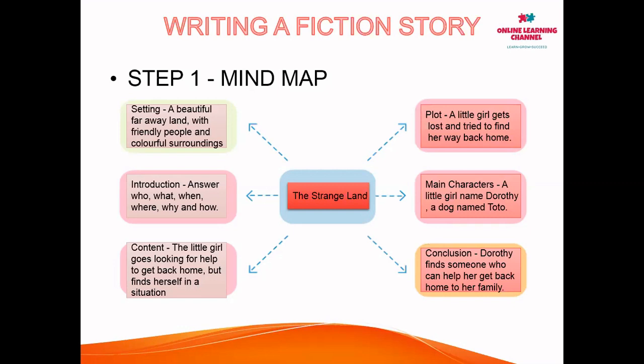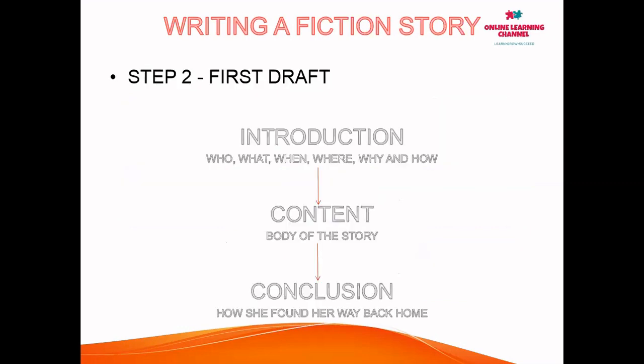Let's go on. Step 2. After you've planned your mind map, you did everything, you drew it, you did all your topics, all your plot, everything there. You go to your first draft. Start writing your first draft. The first thing you'll have is introduction. Answer your questions. Who, what, when, where, why, how. Answer all these questions in your introduction.